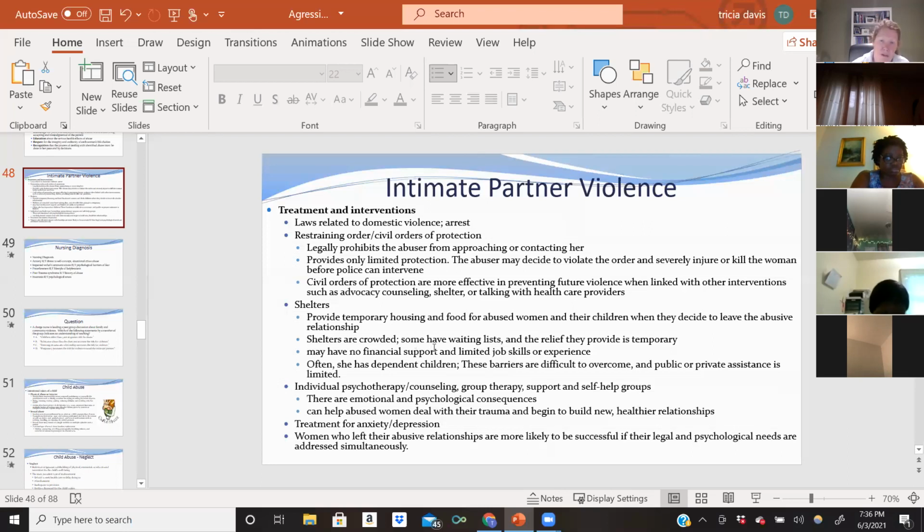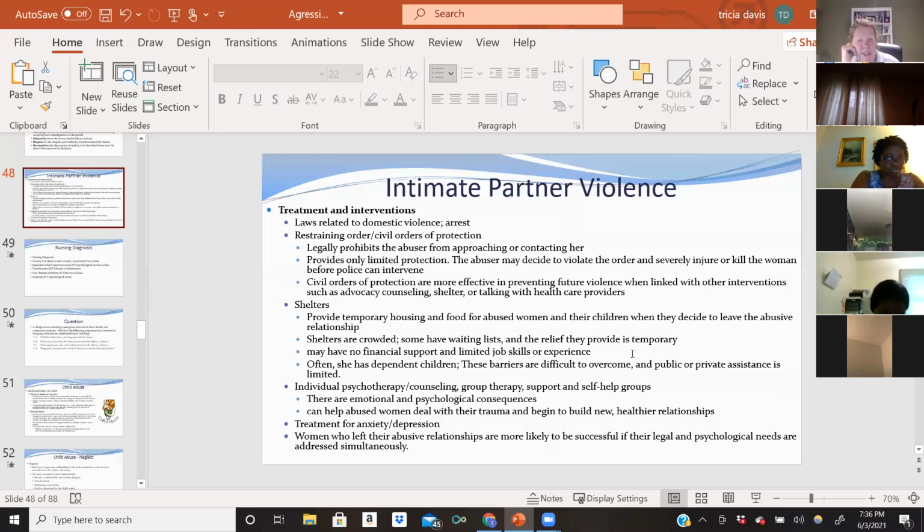So no financial support. If they don't have any family members here, if they don't have any skills, and if the private and public assistance is limited, they might not feel like they can even leave the abusive person, that their only option is to just stay there.